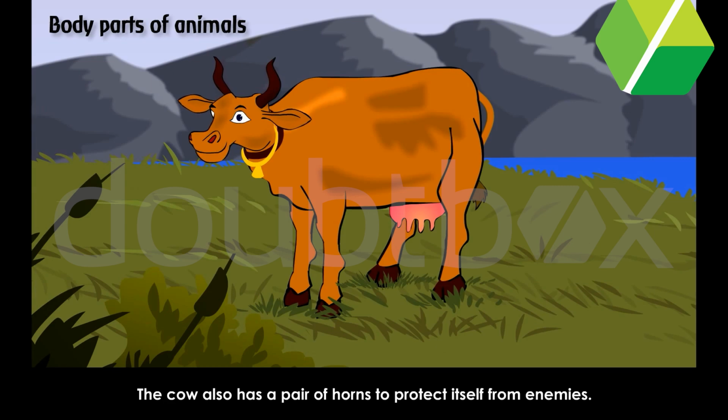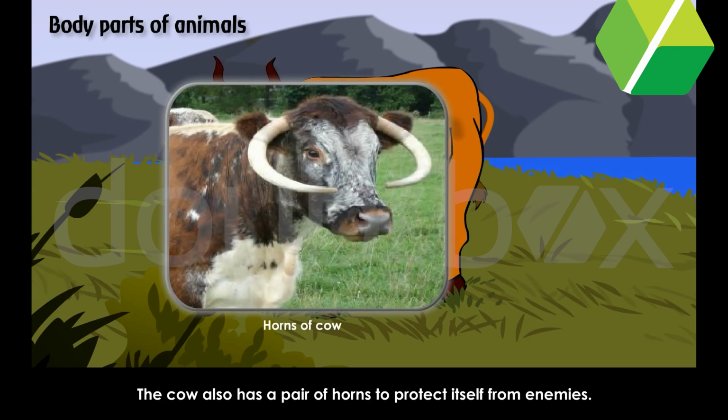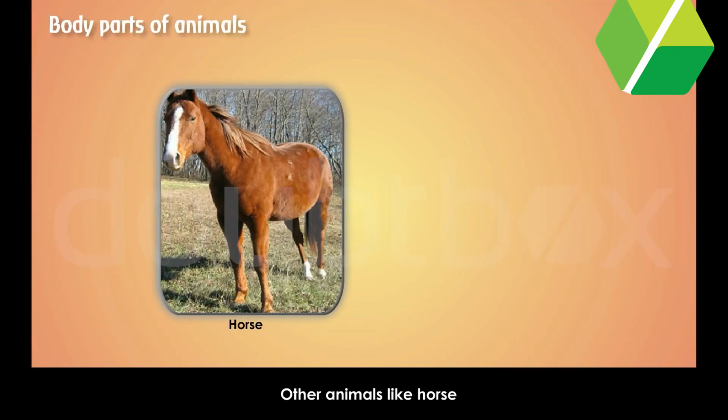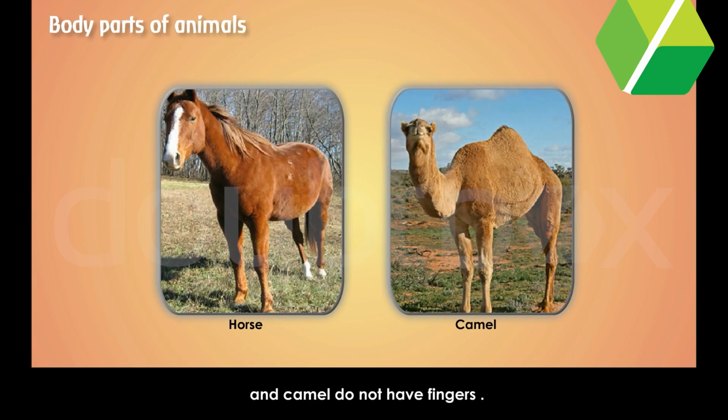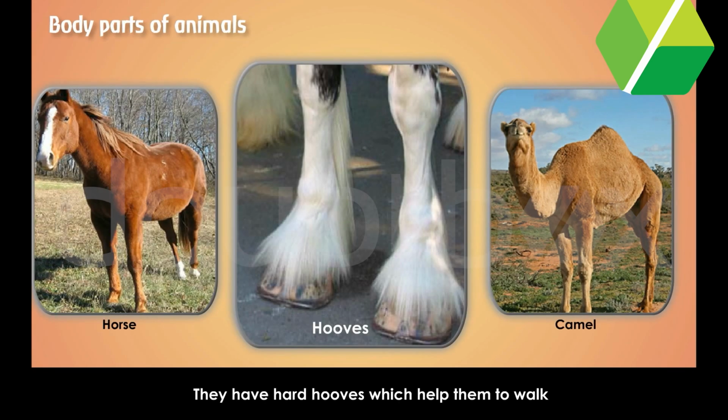The cow also has a pair of horns to protect itself from enemies. Other animals like horse and camel do not have fingers. They have hard hooves which help them to walk on rough ground without getting hurt.